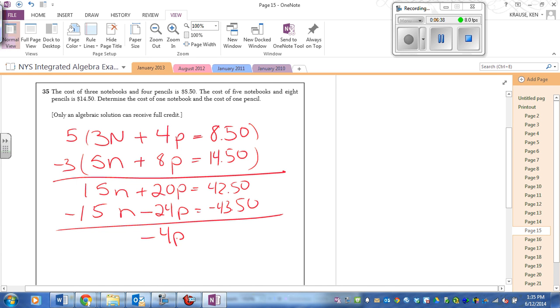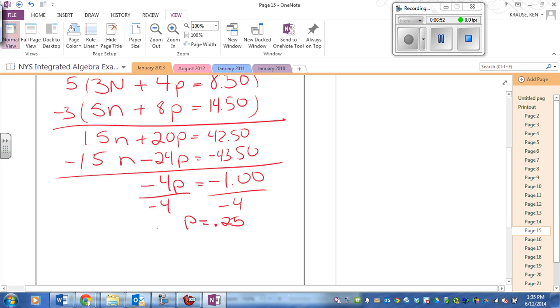Negative 4p equals negative $1. Divided by negative 4. And I get the pencil costs 25 cents. Okay, now I found the pencil costs 25 cents. I'm going to plug that back into the equation. So 3 times notebooks plus 4 times a quarter equals $8.50, or 3n plus $1 equals $8.50.